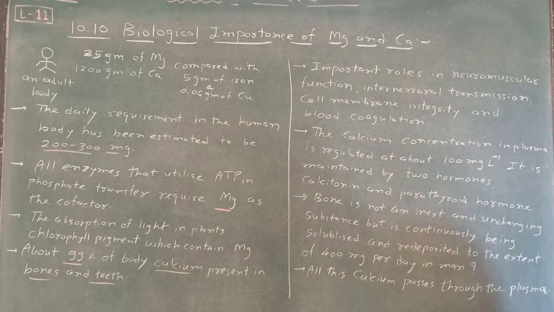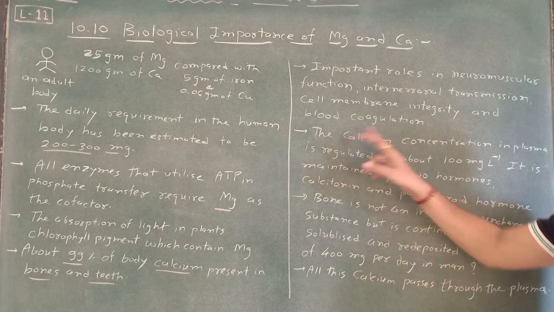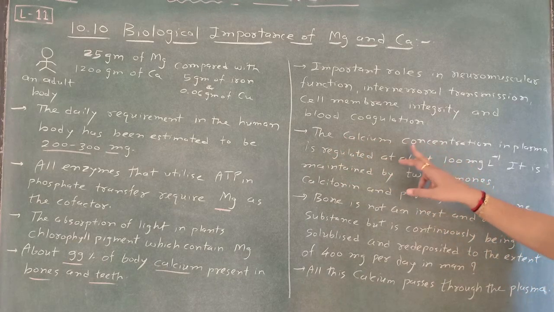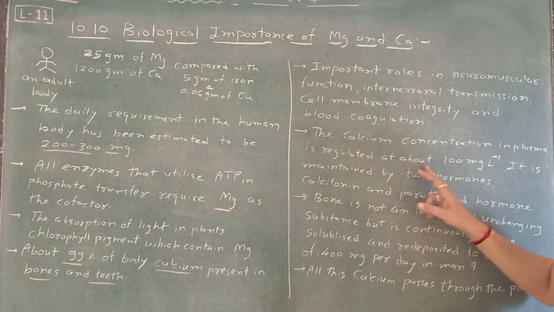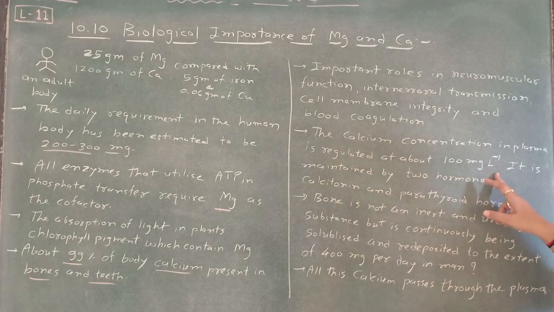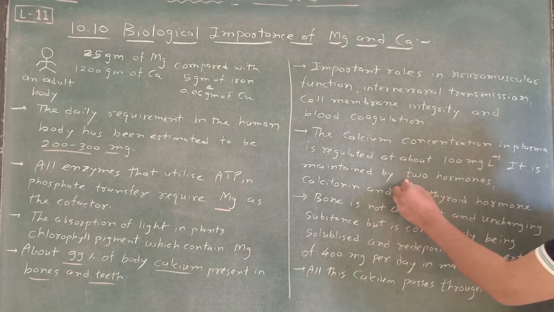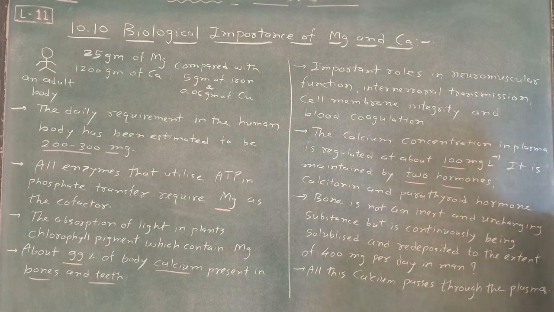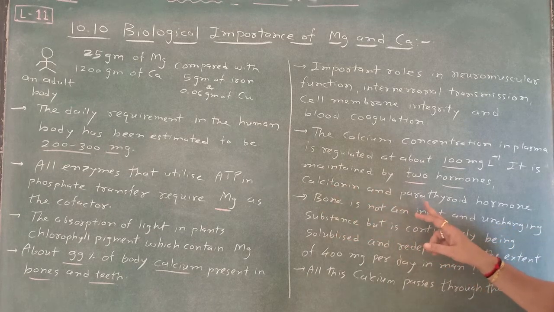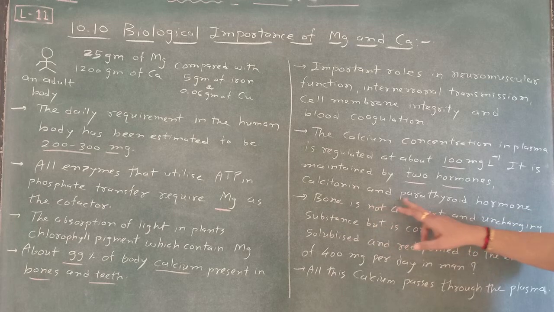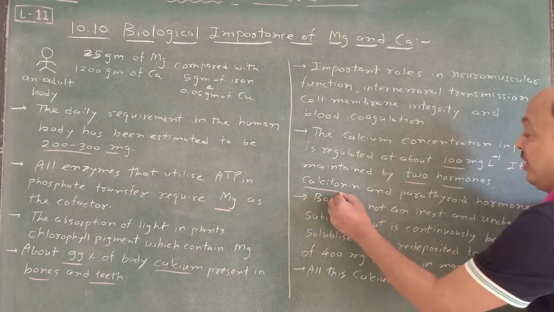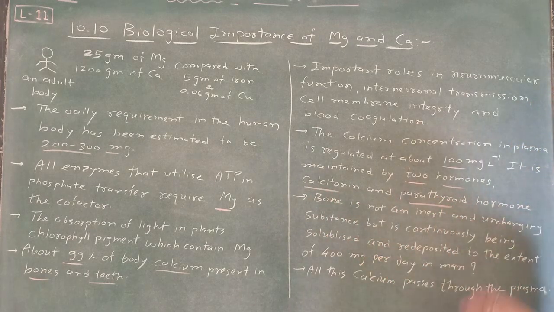Okay, and another: the calcium concentration in plasma is regulated at about 100 milligram per liter. It is maintained by two hormones, one is calcitonin and another is parathyroid hormone. This is very important, calcitonin and parathyroid hormone. Underline this, as MCQ questions are asked on it.